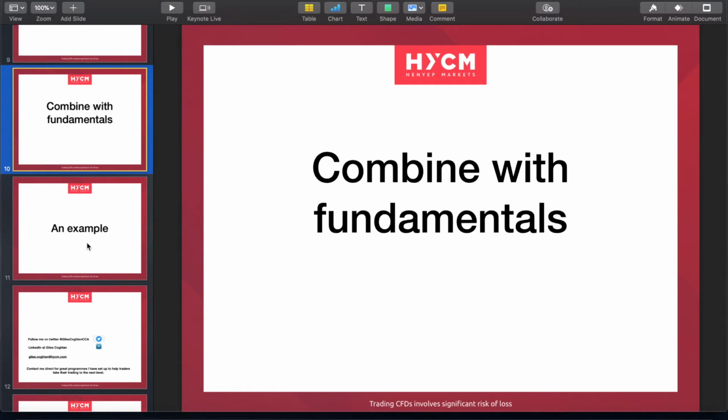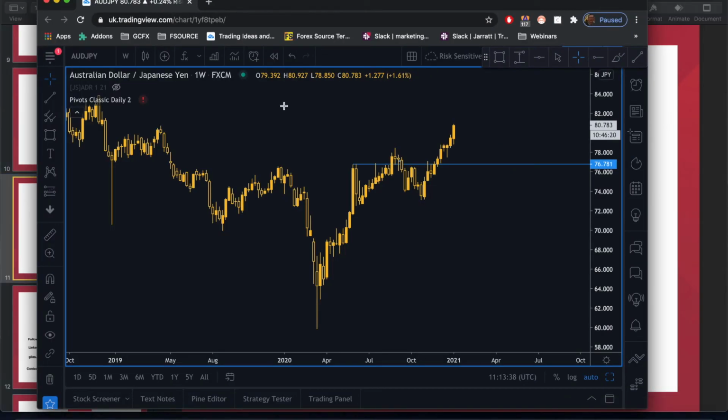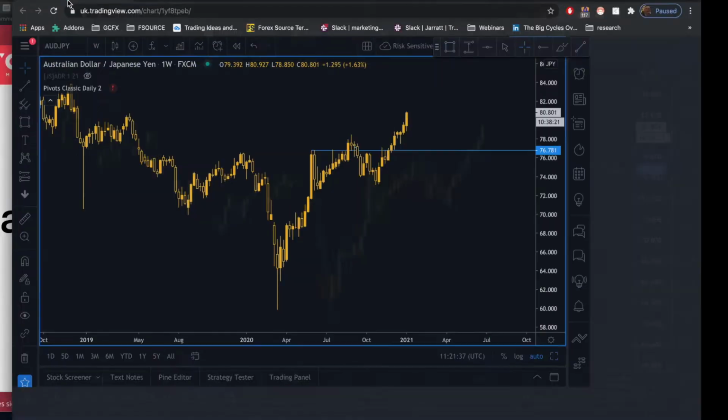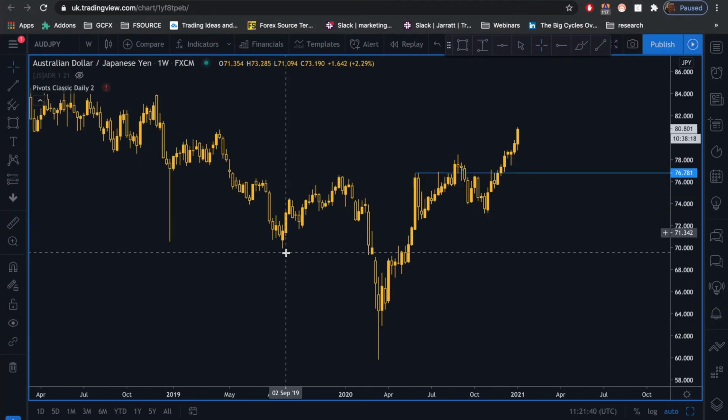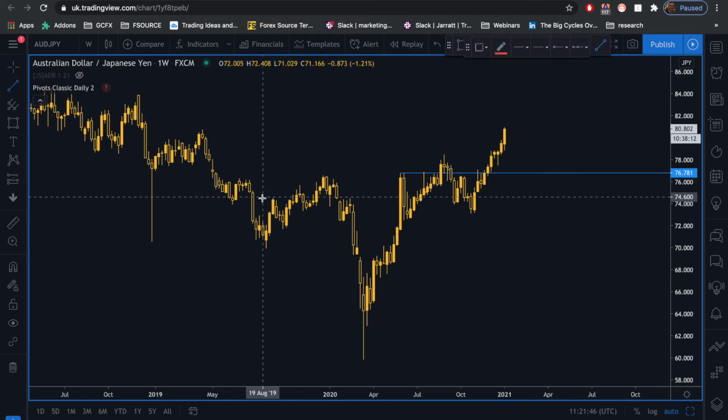So let's have an example of this. And there's a great example that I've just taken in my own personal account. Now, a great example here is on the Aussie Japanese yen at the moment, because we see the head and shoulders as a reversal pattern and as a continuation pattern.